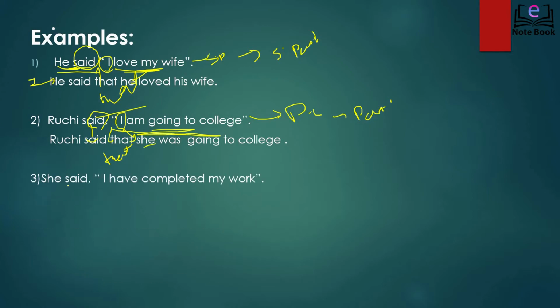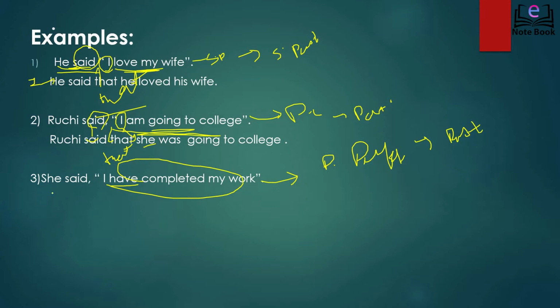The third example here is, she said, "I have completed my work." Now the reported speech is in present perfect tense, and this has to be changed to past perfect while changing the narration. We add that again and we change the pronoun to the subject of the reporting verb, that is she. And the answer becomes, she said that she, have becomes had, she had completed her work.